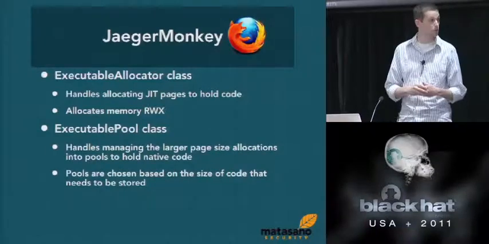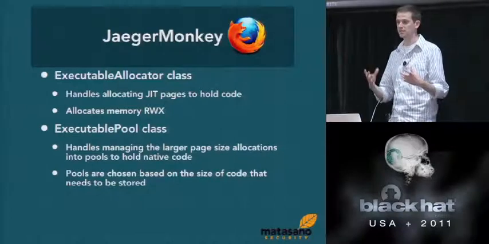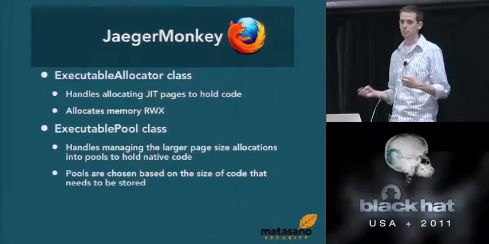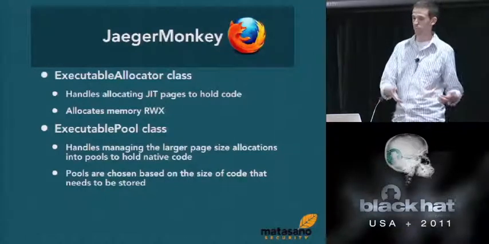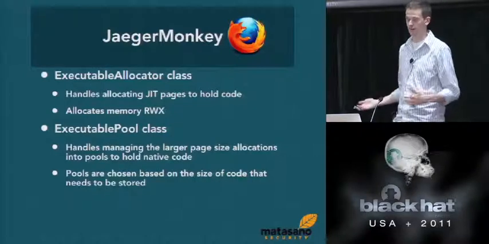And then there's the executable pool class. And what that class does is it takes these larger JIT page allocations and it breaks them up into smaller pools. And anytime other components of the JagerMonkey engine want to write code to memory, they ask this class, hey, what's the best size pool you've got for this chunk of code that I've got to write to memory?